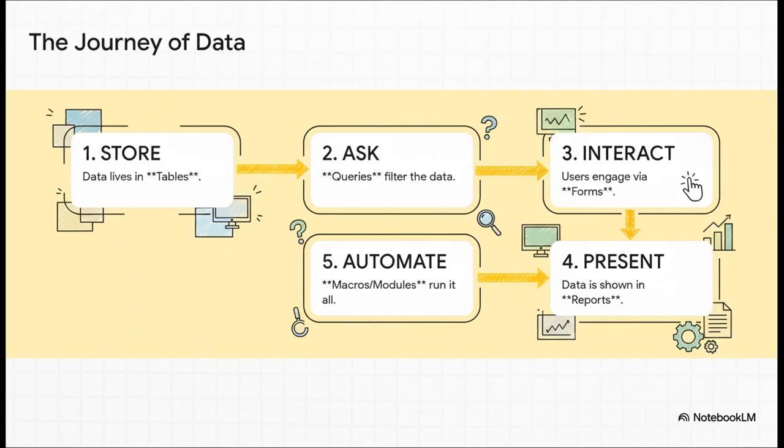Next, a user interacts with that data on a nice, clean form. Maybe they update a phone number. After that, the final result is neatly presented in a professional-looking report. And the coolest part? That whole chain of events, from looking up the record to printing the final report, can be kicked off with a single click, thanks to the automation we built with a macro or a module.